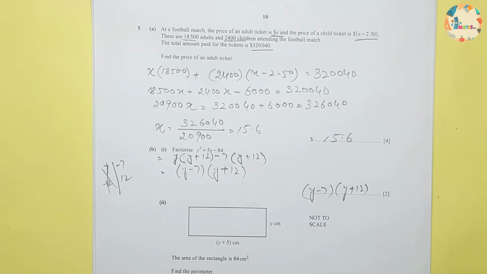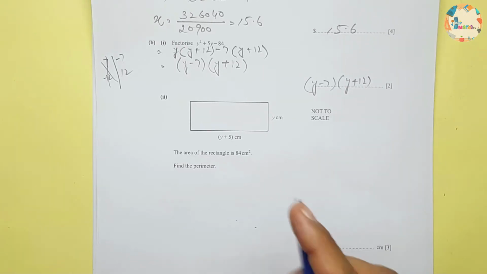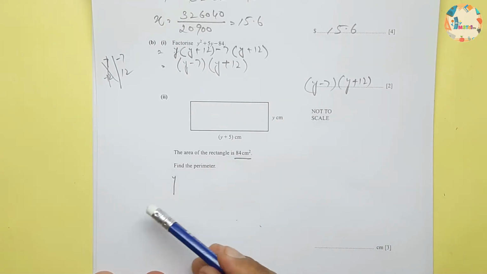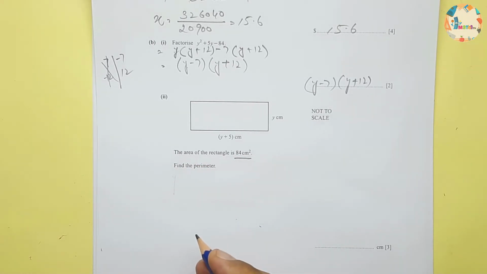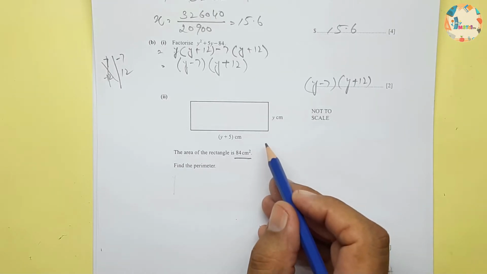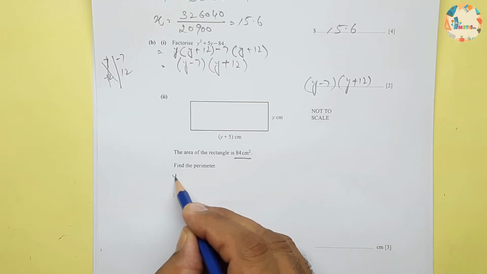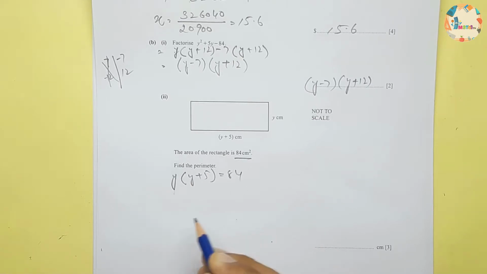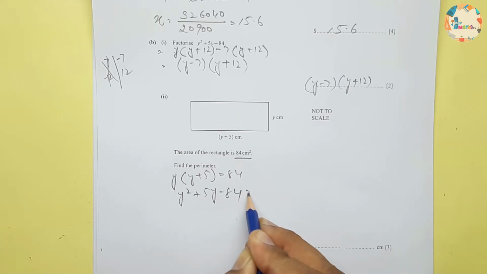Then the second part: a rectangle is given, both sides are given, the area is 84, and we have to find the perimeter. The perimeter we know is adding the sides, but we first have to find the value of y from the area. So we'll write y into y plus 5 is equal to 84. So y square plus 5y minus 84 is equal to 0.